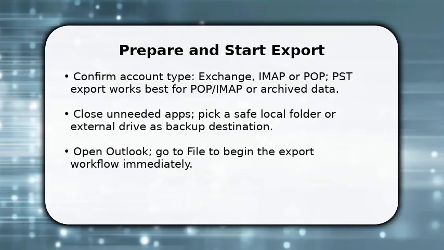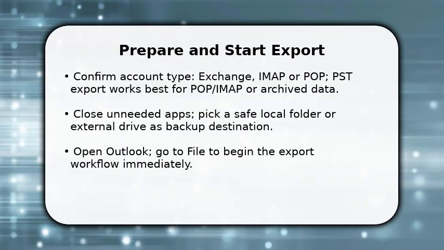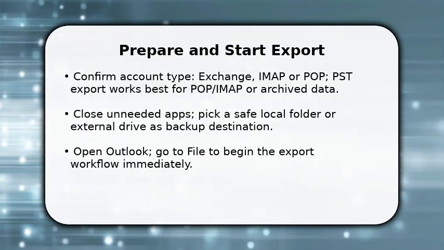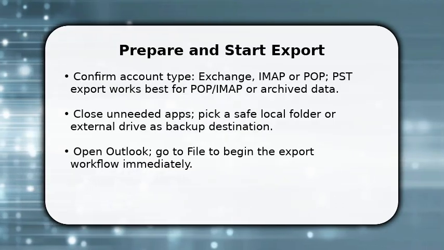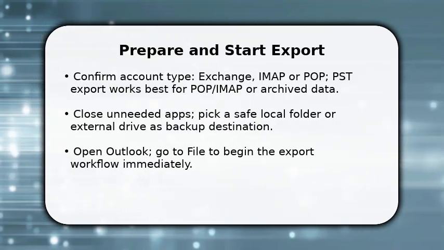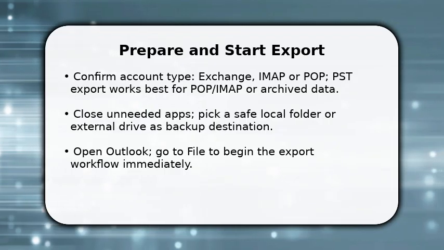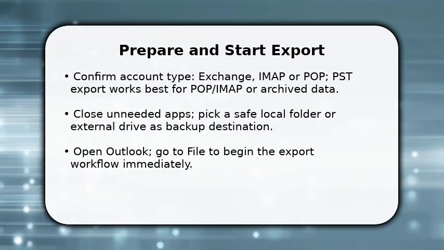You start by confirming your account type because Outlook handles Exchange differently than POP or IMAP. Once done, close other programs to avoid file locks and pick a local or external folder for the backup so you have a clear destination.